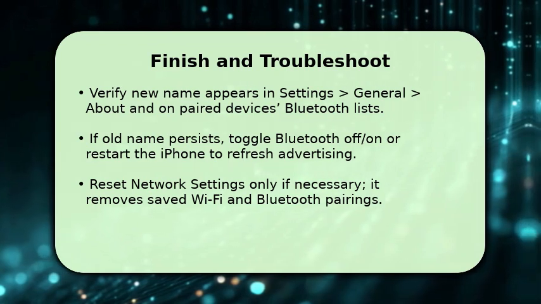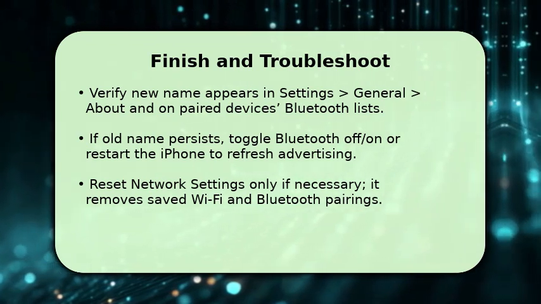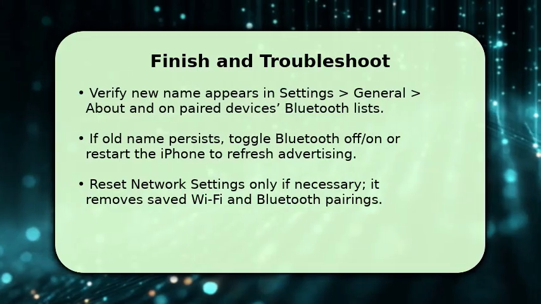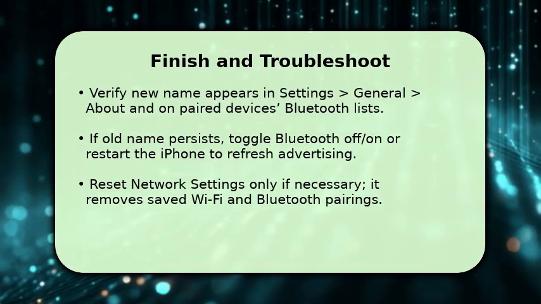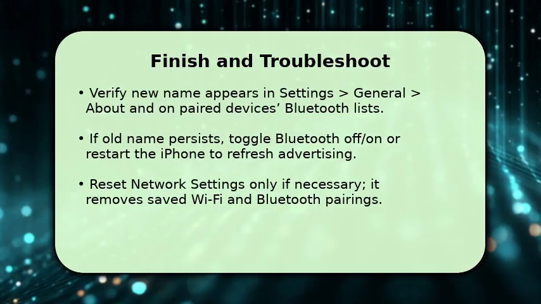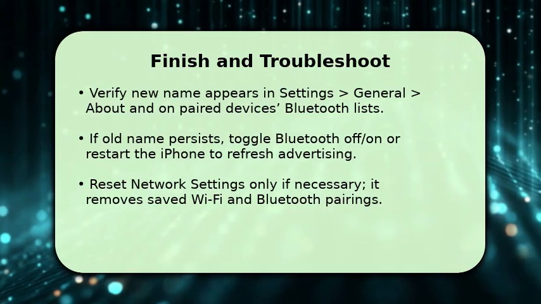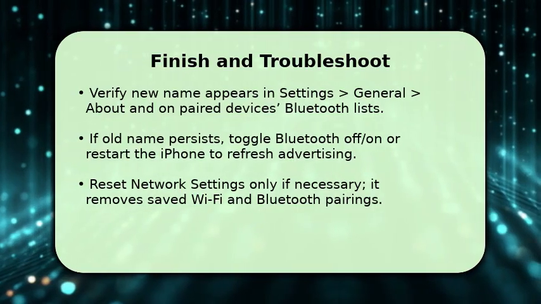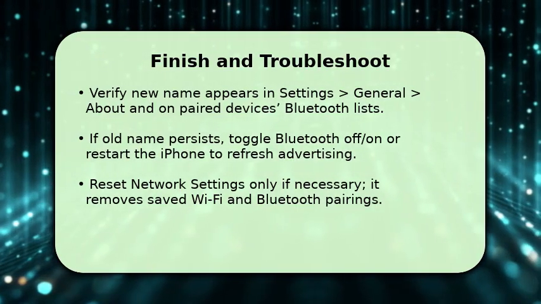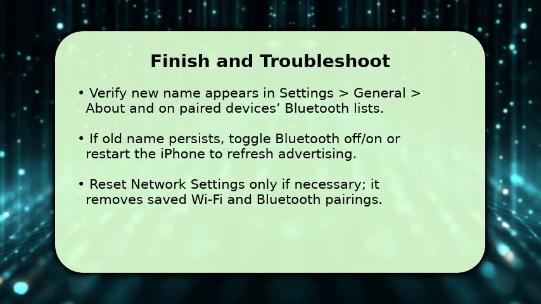If you still see the old name, first toggle Bluetooth off and back on. Make sure nearby devices refresh their lists. If that fails, restart the iPhone to force a clean broadcast of the new identifier. As a last resort, reset network settings to clear cached pairings. But remember, this removes saved Wi-Fi and Bluetooth connections, so use it only when other fixes don't work.